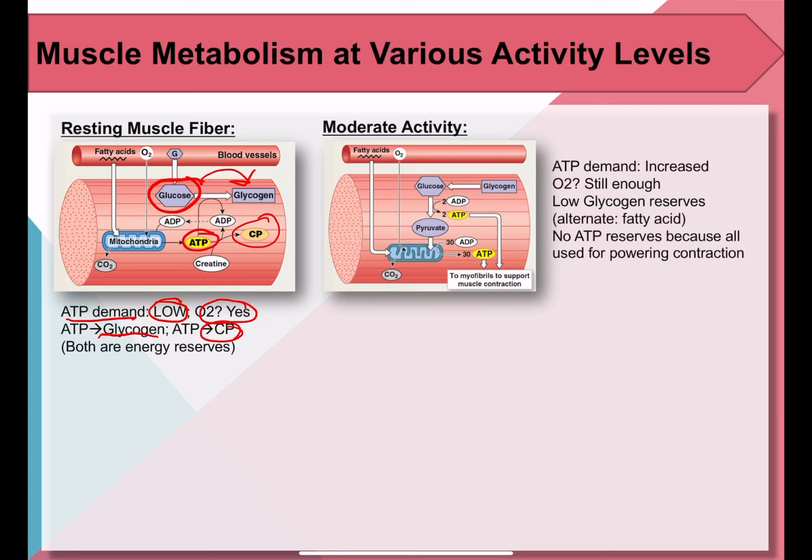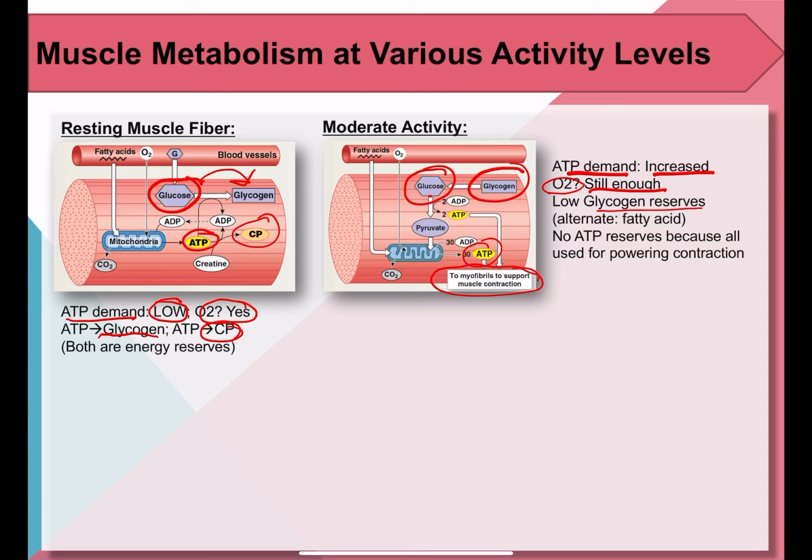The ATP demand has now increased, but not to a crazy level. Oxygen level in the muscle fiber itself is still enough, since you're just doing some moderate activity. Now the glycogen reserve has probably gone lower, because you're using up your blood glucose to produce ATP, which is used to support muscle contraction in the myofibrils. When there's lower glucose, there's a homeostatic effect to break down glycogen for extra glucose that can go through aerobic respiration to make more ATP.